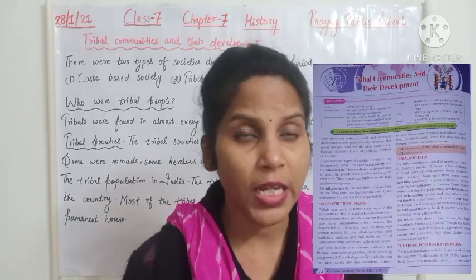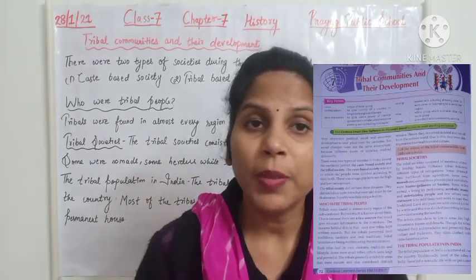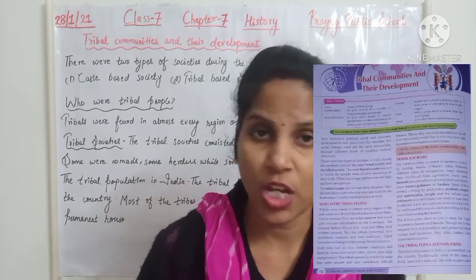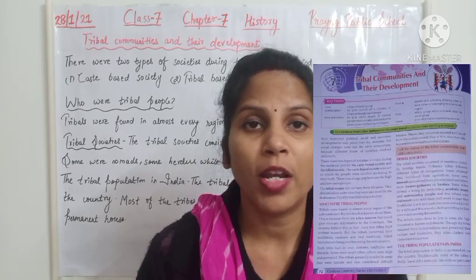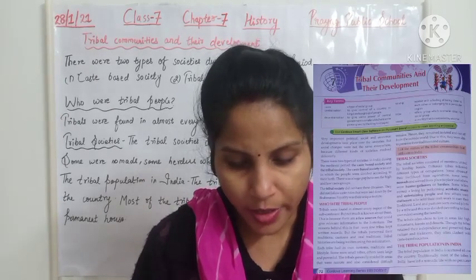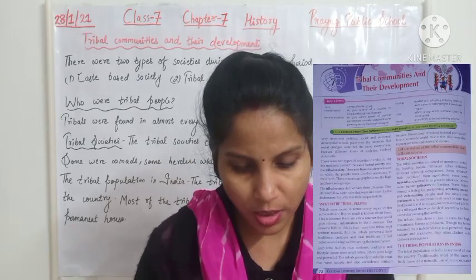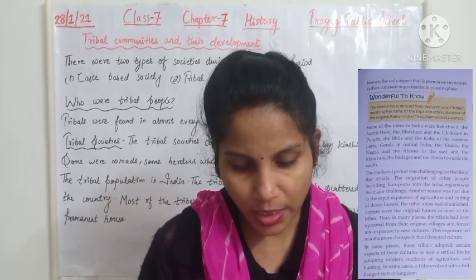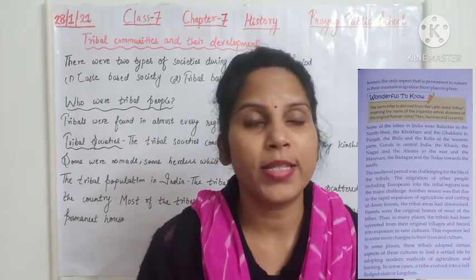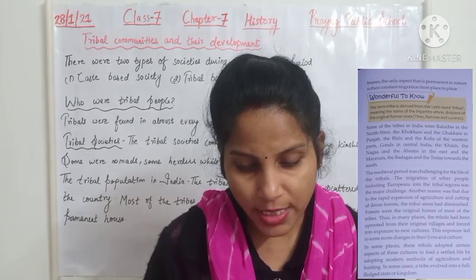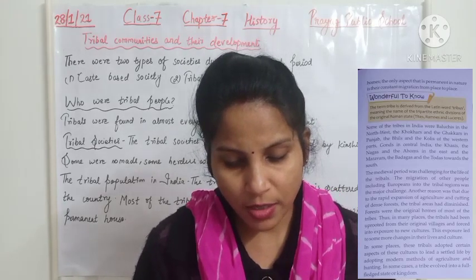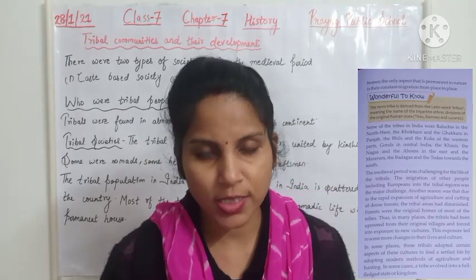तो traditionally अगर हम देखेंगे तो जो ट्राइबल पीपल होते हैं, they are nomadic, they move from one place to another in search of food and shelter, and they have no permanent dwelling or houses. Some of the tribes in India were Baluchis in the northwest, then Khokars and the Ghakkars in Punjab, the Bhils and the Kolis in the western parts, Gonds in central India, and the Khasis, the Nagas and the Ahoms in the east, and the Marwars, the Bagadas and the Todas towards the south.